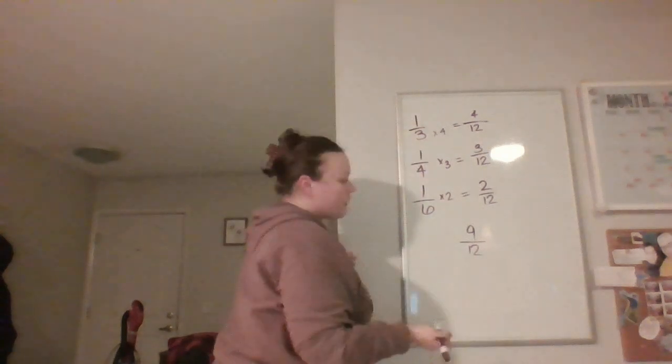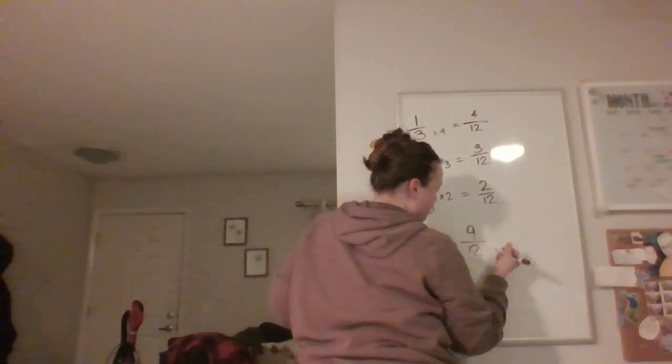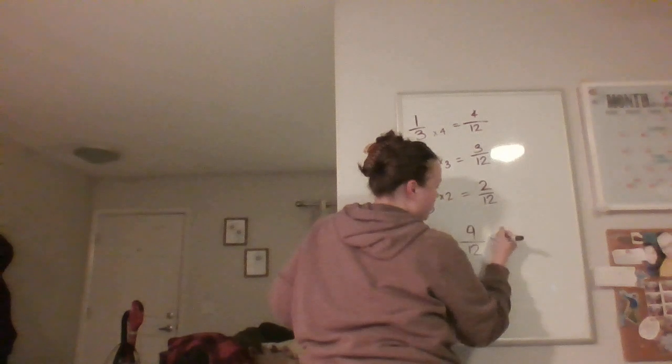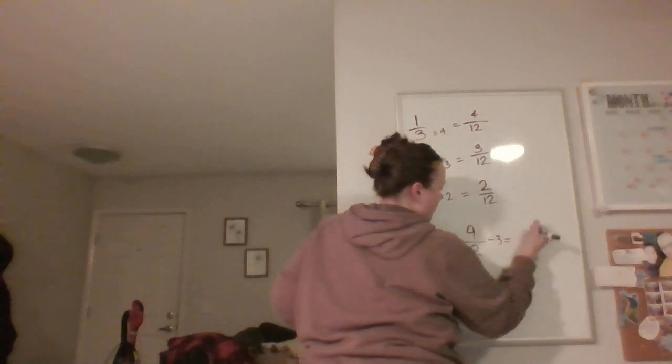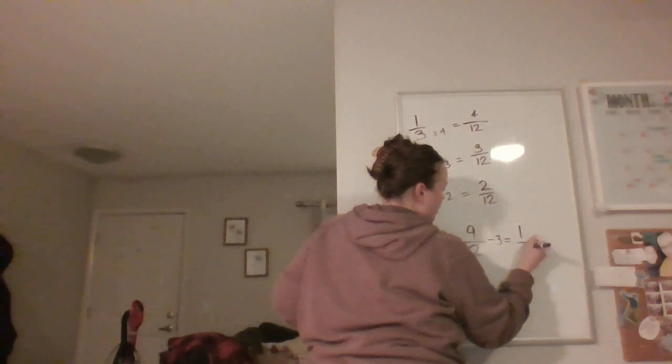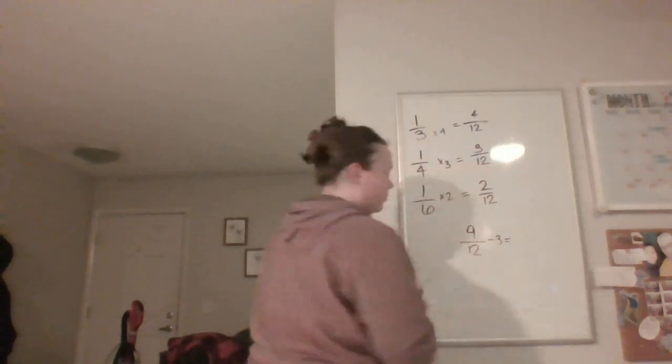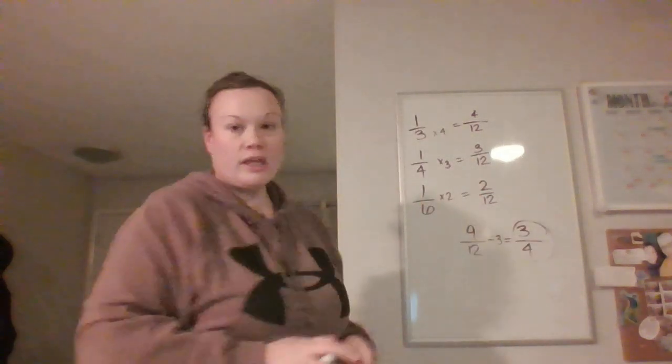From there, you can simplify. The common factor would be 3, so we're going to divide by 3. 9 divided by 3 is 3, and 12 divided by 3 would be 4. So 3/4 cup total in the recipe.